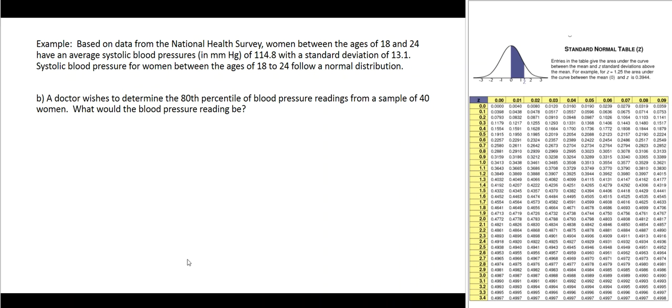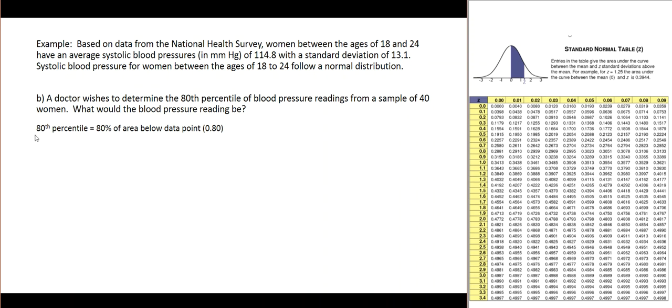Okay. So this one gives us the same thing. We've got our mean blood pressure of 114.8, still have our standard deviation of 13.1. This one says a doctor wishes to determine the 80th percentile of blood pressure readings from a sample of 40 women. What would the blood pressure reading be? Okay, so this one says from a sample. So we're going to do similar steps, but then we're going to have to be careful with this sample. The last one didn't have that.